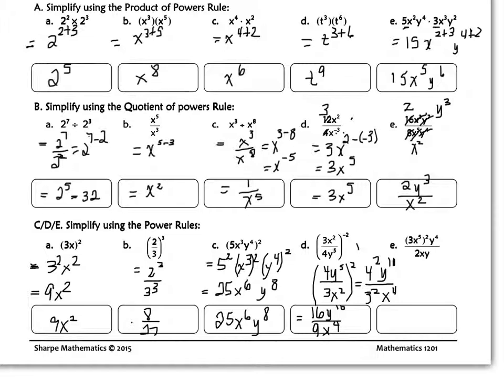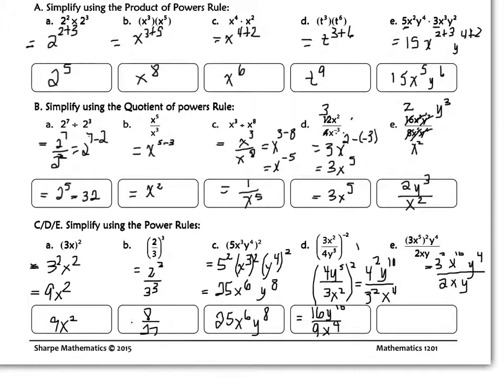The next one there, I would have to do that power of a product first, so that would become 3 squared, and x to the 5th squared, which would be x to the 10th, because you have to multiply those powers. Then you'd have y to the 4th, over, this would be 2xy, not much you can do with that yet.